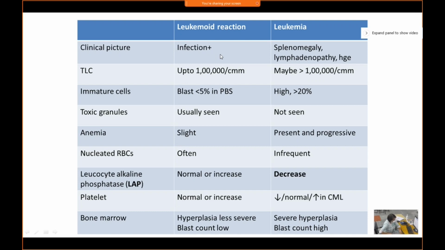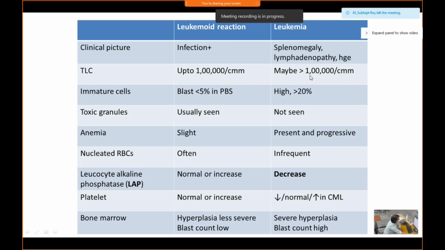Okay, if they are immunosuppressed and they have infection, the WBC count will usually not go high. But in immunocompetent patients who have severe infection, the WBC count can go very, very high. Okay, so the clinical picture is infection, leukemoid reaction. In leukemia, you usually get organomegaly or lymphadenopathy. The total count can go up to 1 lakh, but usually it's within 50,000 for a leukemoid reaction, and a leukemia, it can go even above 1 lakh.